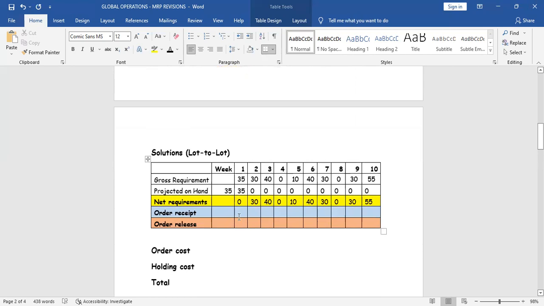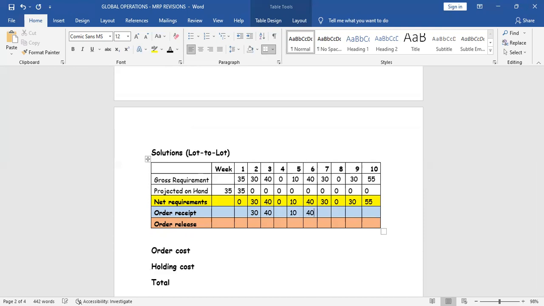Now, order receipt. Order receipt is what we should receive and when we should receive it. So order receipt in week 2, we need to receive 30. In week 4, so we'll just be picking the net requirement because this is lot for lot. So we're assuming that we are just ordering what we need. Okay, so week 3, we have 40. Week 5, we need to receive 10.